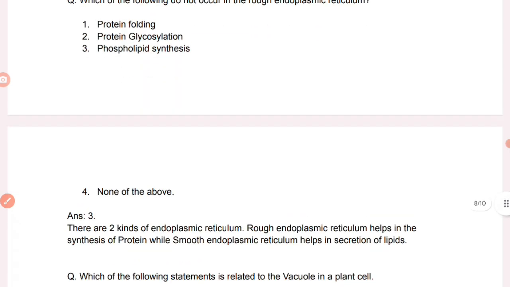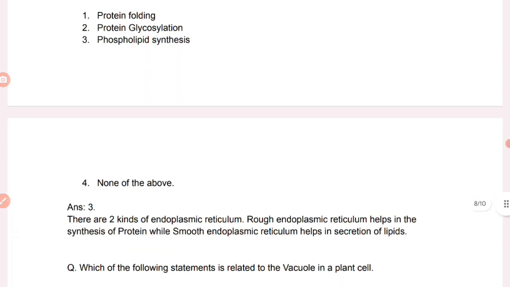Which one of the following does not occur in rough endoplasmic reticulum? So it is phospholipid synthesis. There are two kinds of endoplasmic reticulum. The rough one helps in the synthesis of protein, and the smooth one helps in the secretion of lipids. Okay?